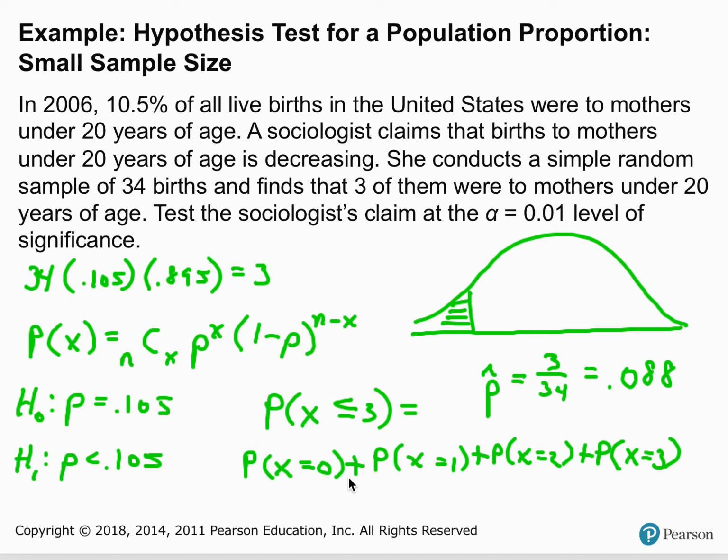Okay, n is 34. p is 0.105, right? Not p hat, p, right? What we're testing, 0.105, and 3 successes. And we get 0.51.